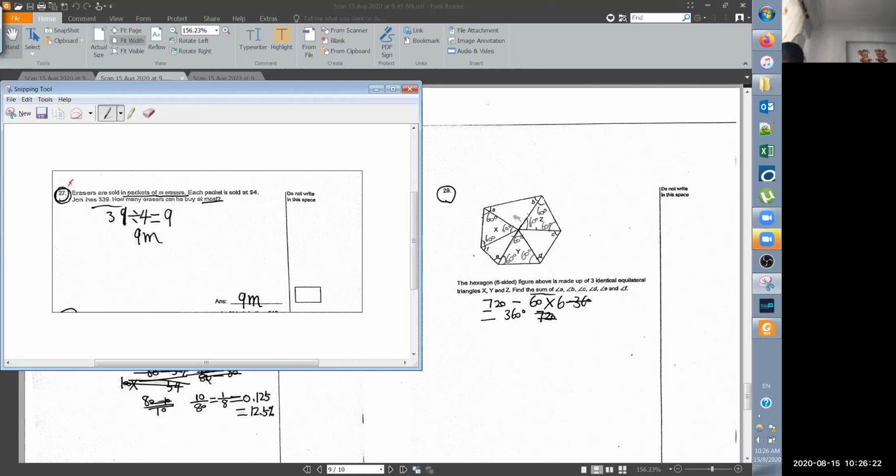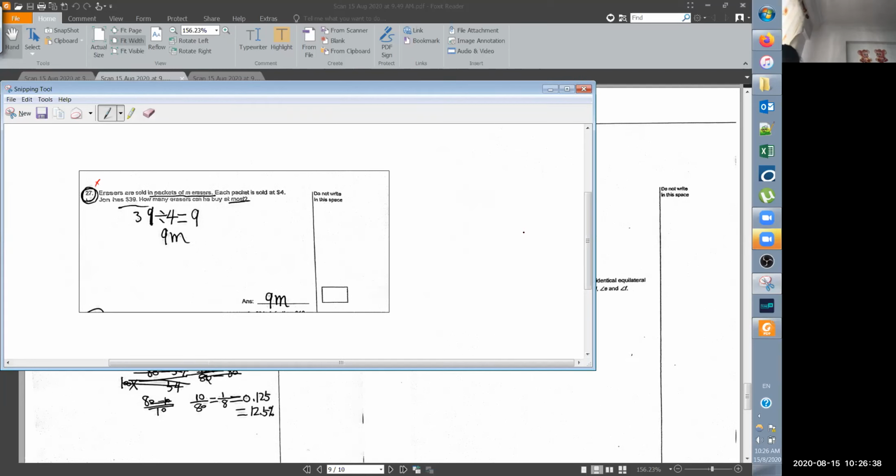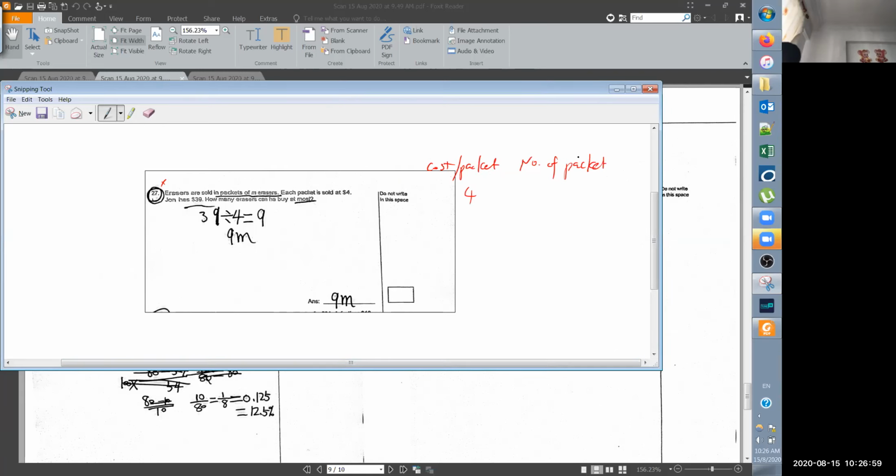Okay, so erasers are sold in packets of M erasers. Packets of M erasers. So each packet is sold at 4. So John has 39. How many erasers can he buy at most? So what you do, you use the each number and total, right? So cost per packet is 4. Then number of packets. Number of packet is not sure yet. But you have how much? You have $39. So this is the total cost.